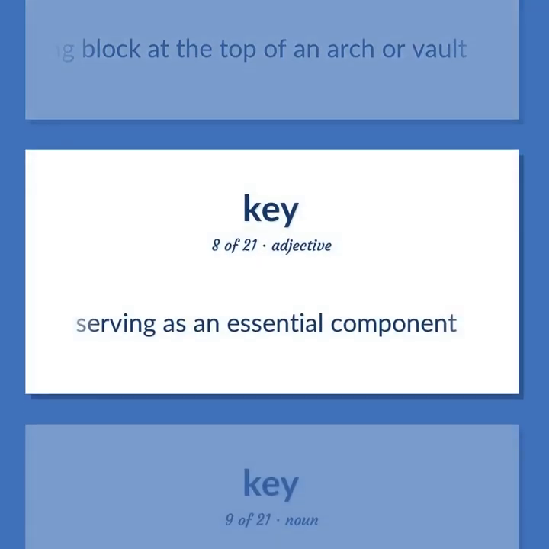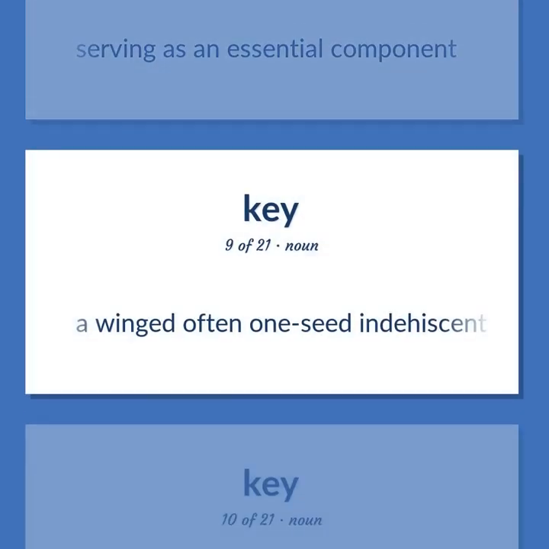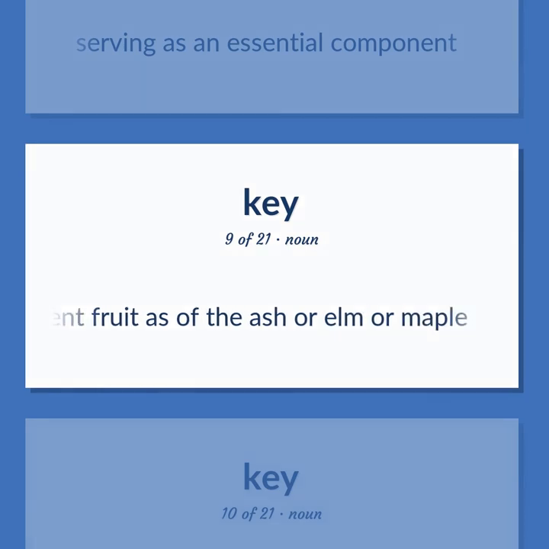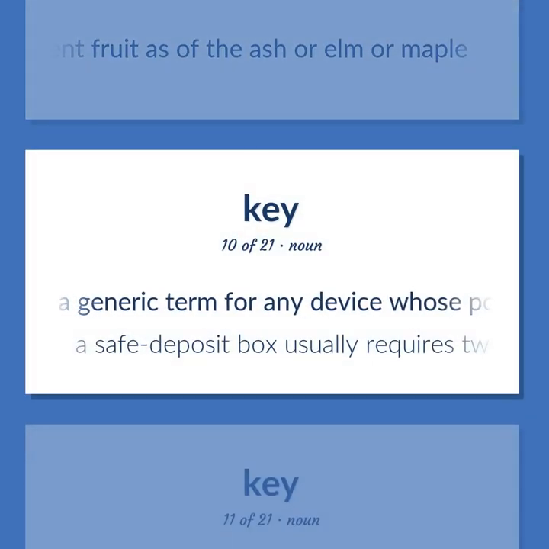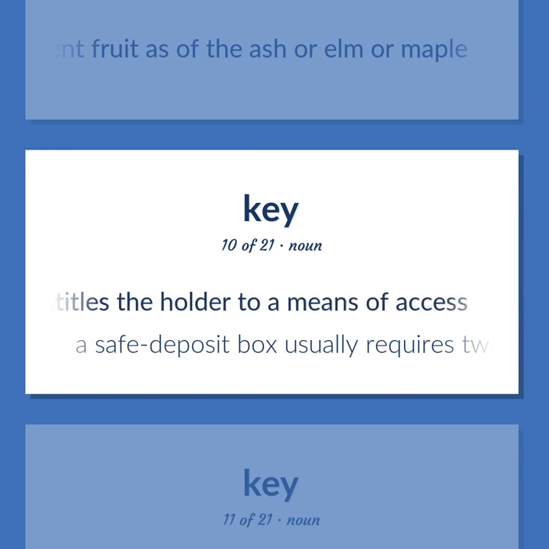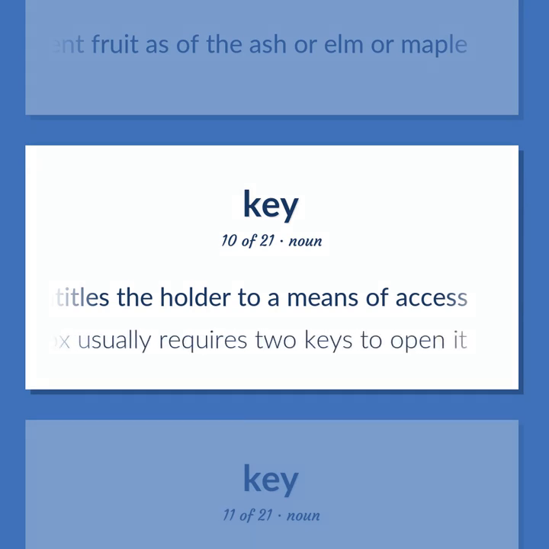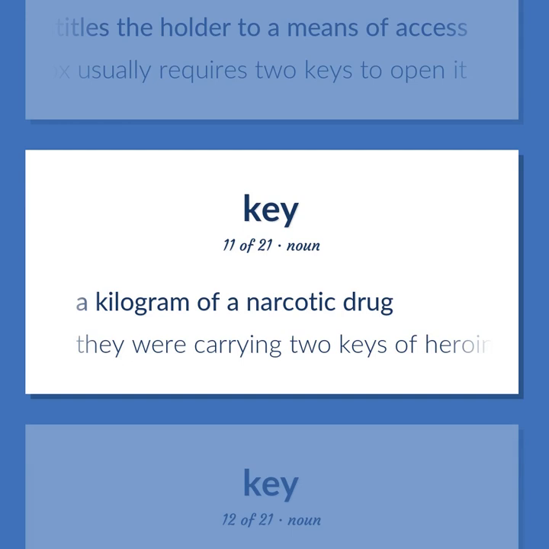Serving as an essential component. A winged, often one seed indehiscent fruit as of the ash or elm or maple. A generic term for any device whose possession entitles the holder to a means of access. A safe deposit box usually requires two keys to open it. A kilogram of a narcotic drug. They were carrying two keys of heroin.